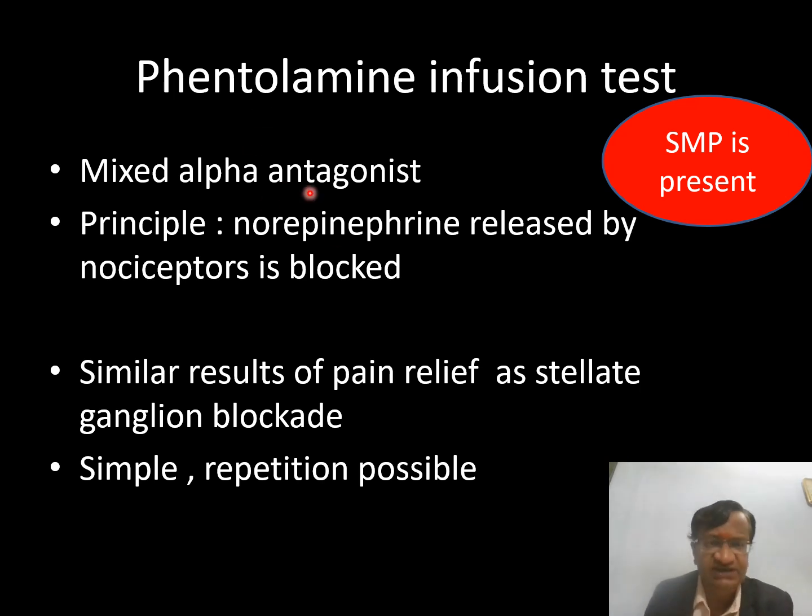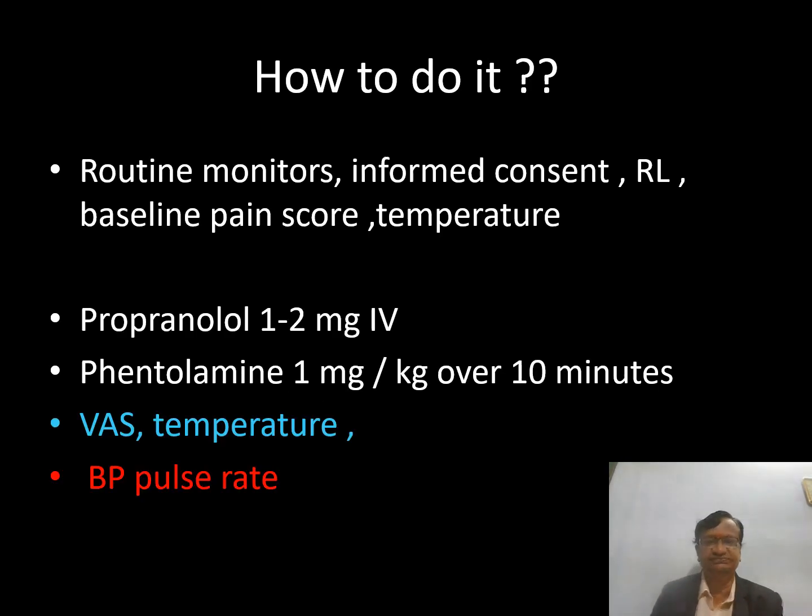If SMP is present, you can see the alpha antagonist principle is blocked. Similar results of pain relief happen with stellate ganglion block, and simple repetition is possible with stellate ganglion block. You can again give it day after tomorrow, again after 1 week, again after 3 months.